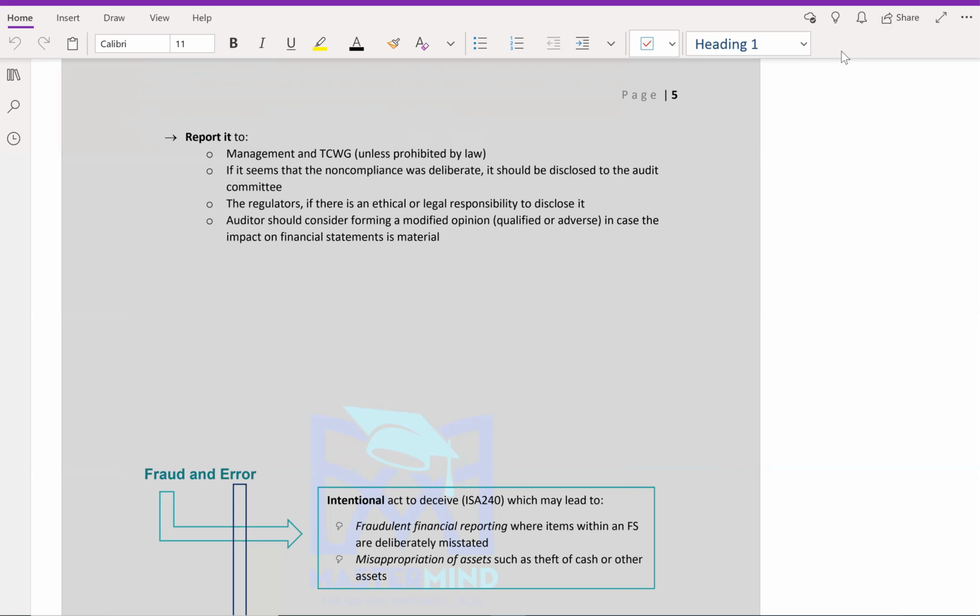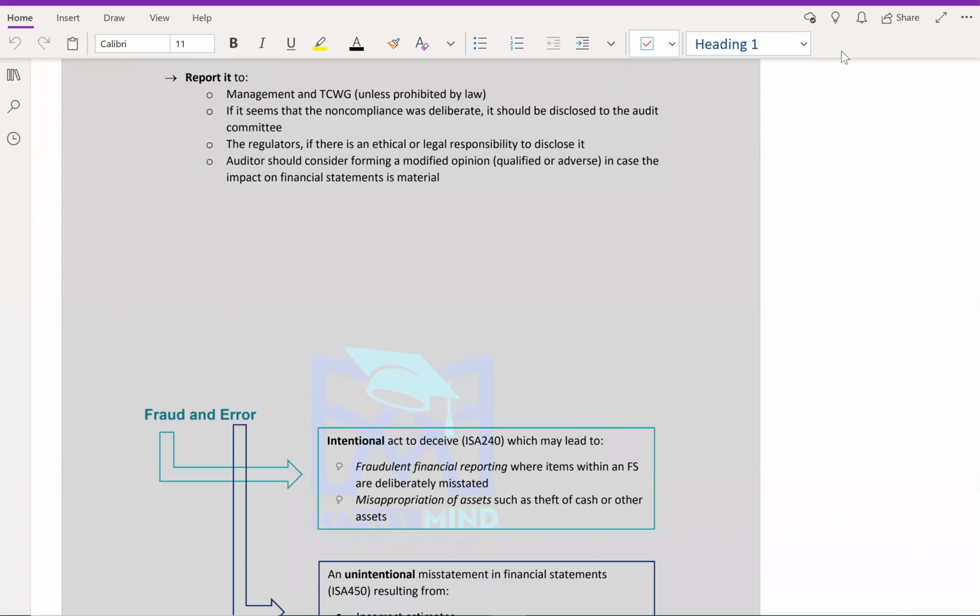If there is an ethical or legal responsibility to disclose, anything that is in the public interest, you have an ethical responsibility to disclose it. Auditors should consider forming a modified opinion, qualified or adverse, if the impact on the financial statements is material. For example, you come across a chemical used in an OTC drug, readily available to consumers without any prescription, that is very poisonous for the body, a slow poison, and it's banned in the country but still being smuggled in and used.